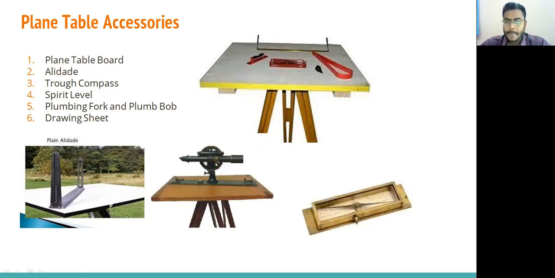Trough compass. Next one, trough compass. See in here, the one we have discussed is the plain LED. This one is a trough compass that I have mentioned, as given in the figure. By using the trough compass, we can measure the magnetic meridian.